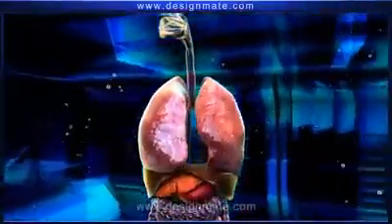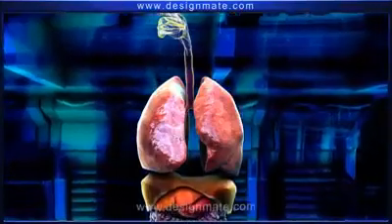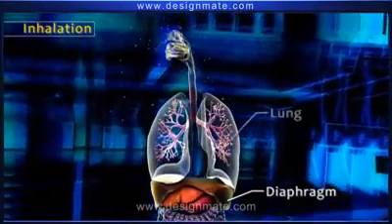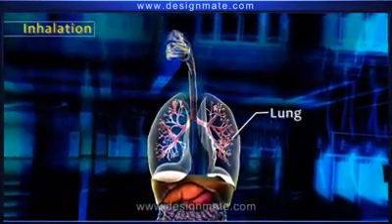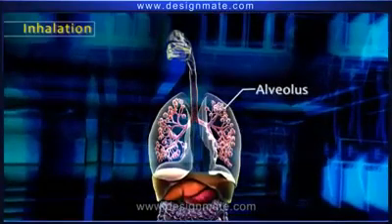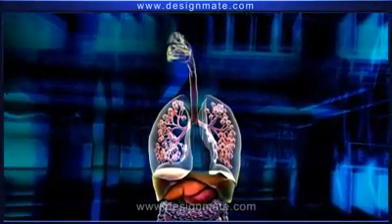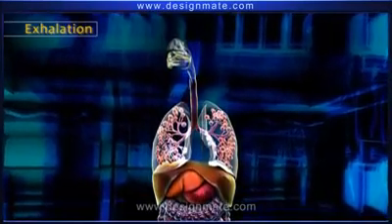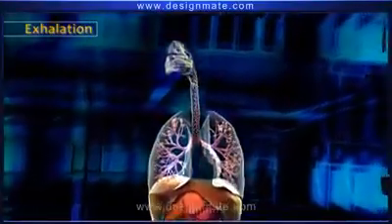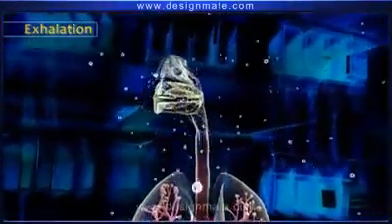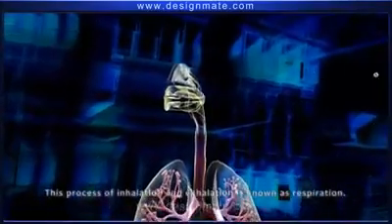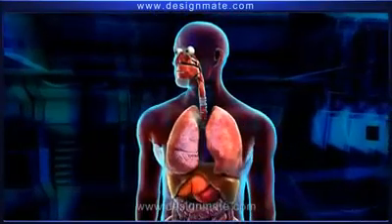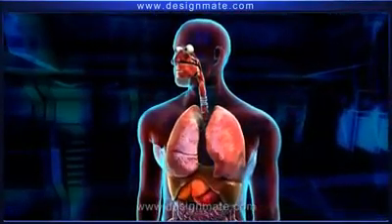So the process of breathing in air rich in oxygen is called inhalation. After the contraction of the muscular diaphragm, the lungs expand and the air rushes in, resulting in the inflation of alveoli. During exhalation, the diaphragm moves up and the lungs contract. Thus, the alveoli deflate, causing the air to be forced out. This exhaled air is rich in carbon dioxide. This process of inhalation and exhalation is known as respiration, which occurs approximately 20 times per minute.